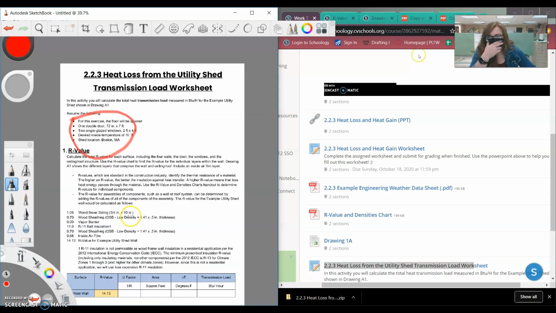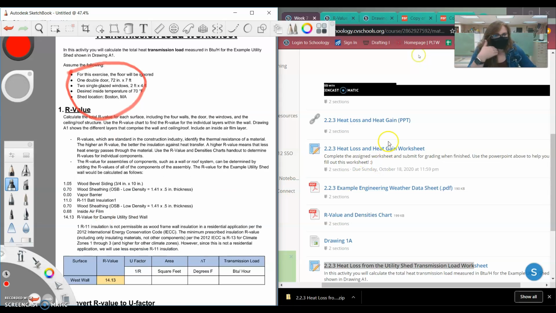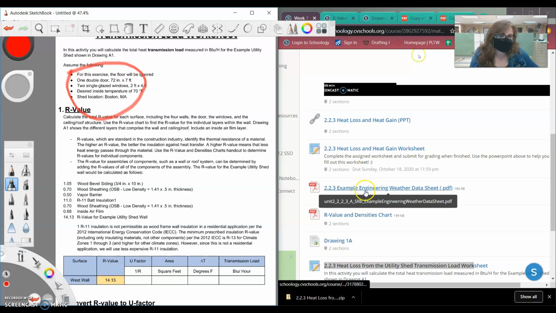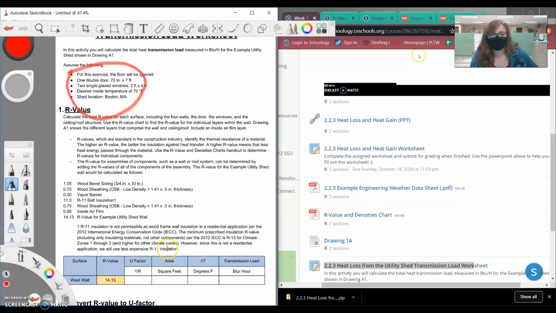Remember those, please. But you can see you're going to need the PowerPoint, you're going to need the R value density chart, and you're going to need drawing 1A. Honestly, you're not going to need the engineering weather data because for the temperature differential, we'll go over the answer, and that answer will be consistent for the rest of the problems as well.